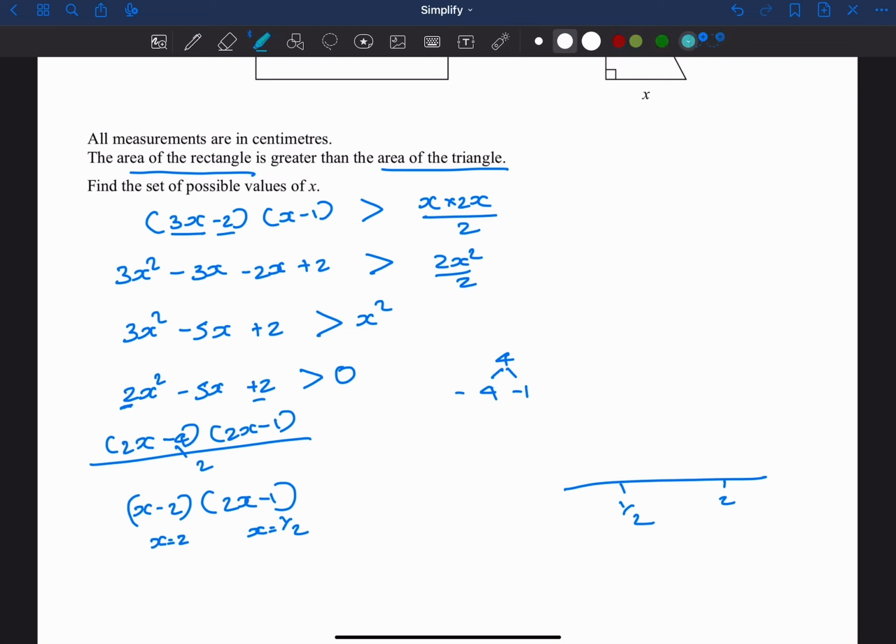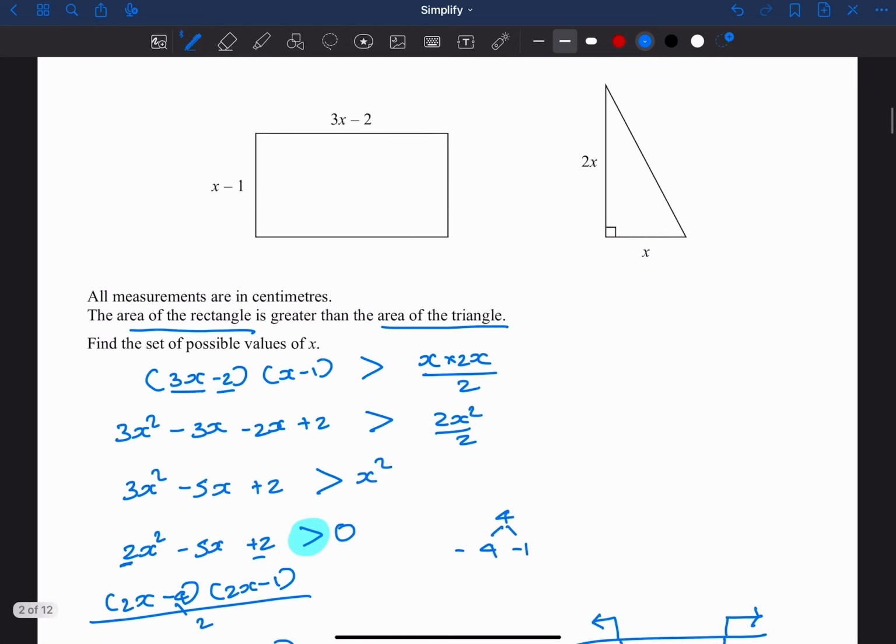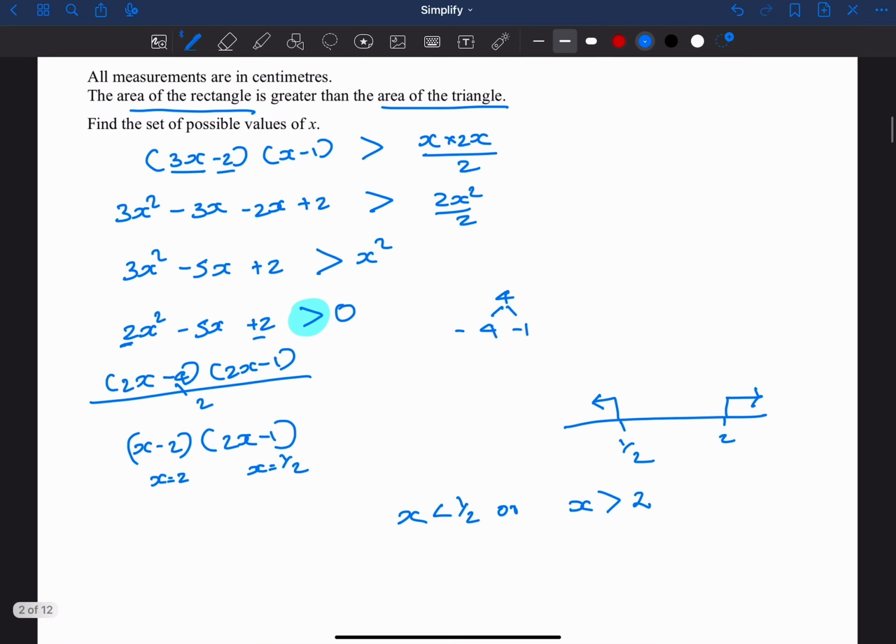Okay, we have to look at which way my arrow is pointing. Sorry, the inequality sign, if you want to call it. There you go. It's pointing that way, so it must go there and there, like that. So x is what sign? Less than a half, or x is greater than 2. Okay, x is less than a half and x is greater than 2.